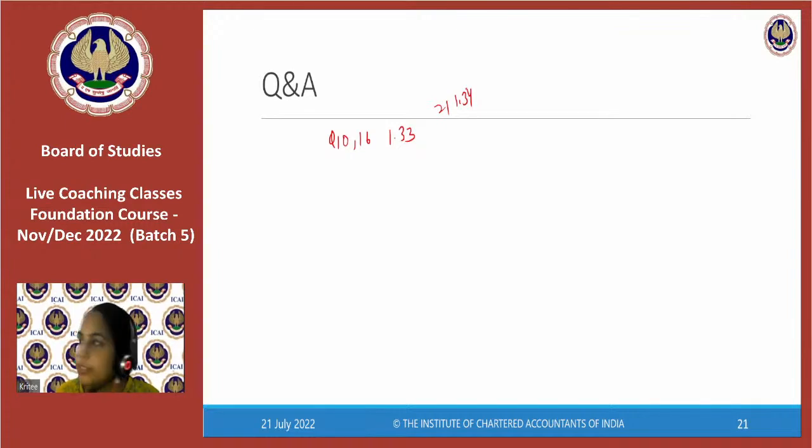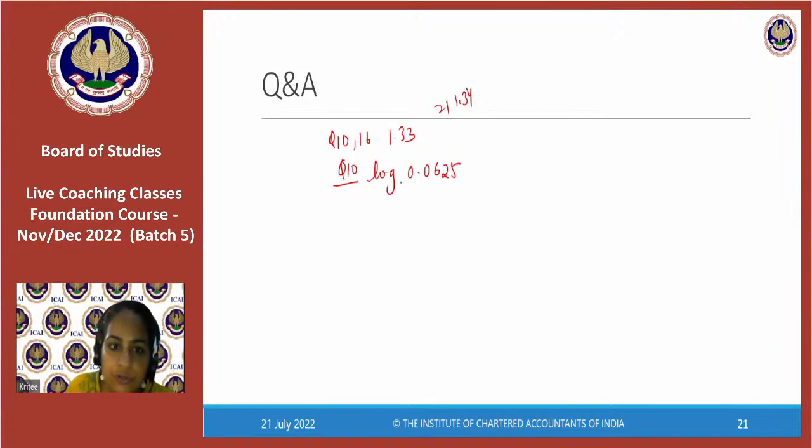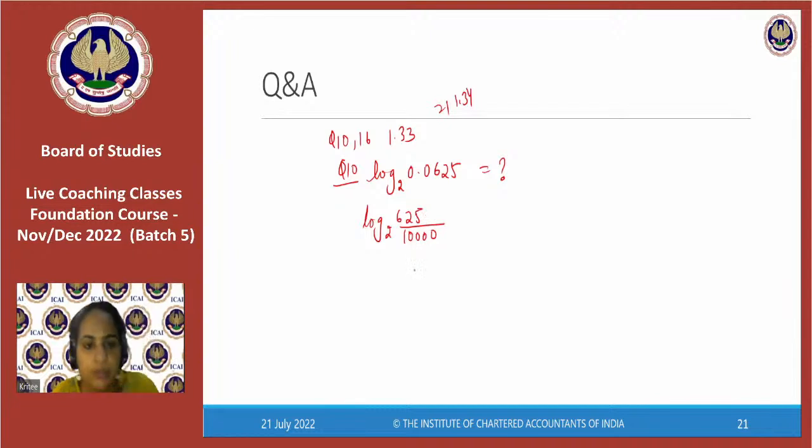Okay, 1.33, I was asked question number 10. It says log 0.0625 to the base 2 is equal to what? First of all, correct this part: 625 divided by 10000, to the base 2. It's like this, right? Okay, 1, 2, 3, 4. Yeah, correct.